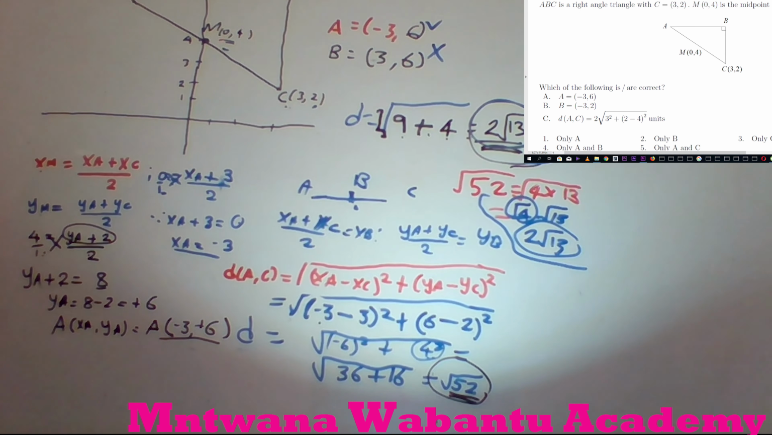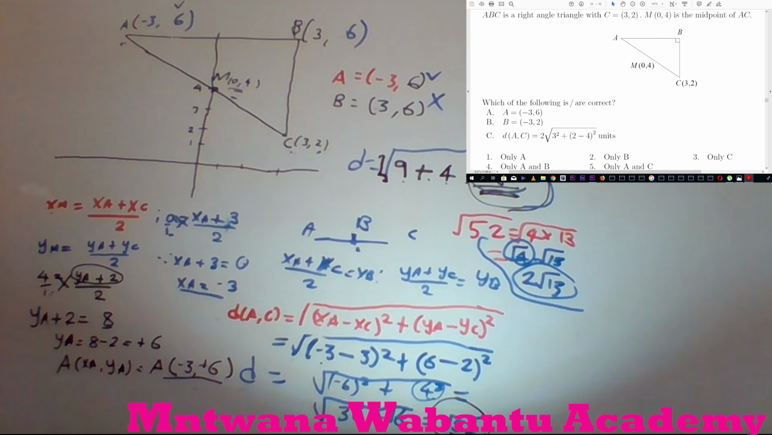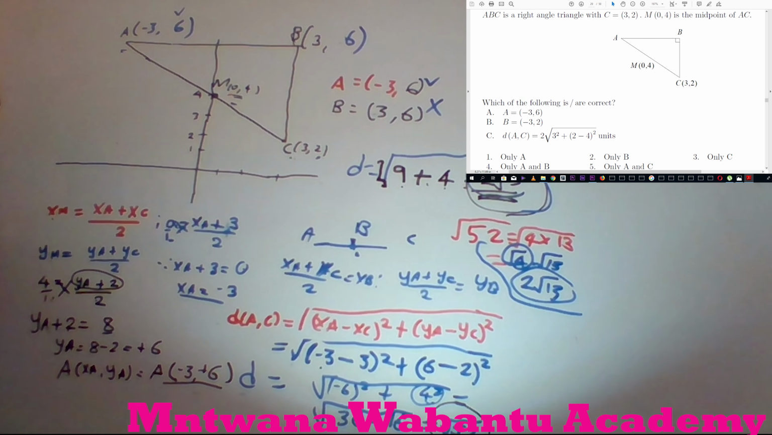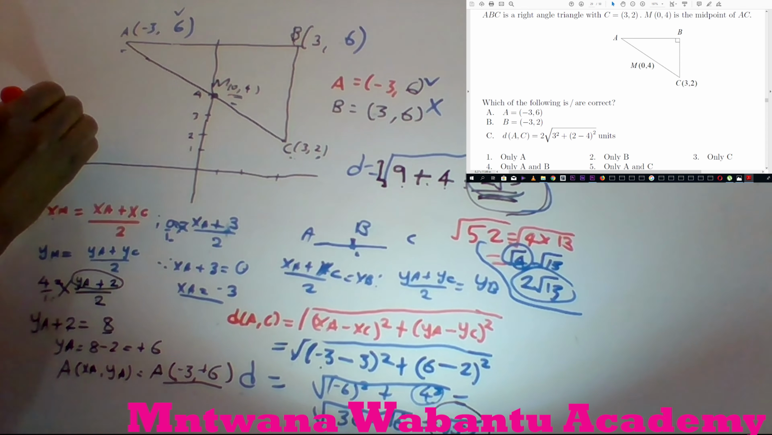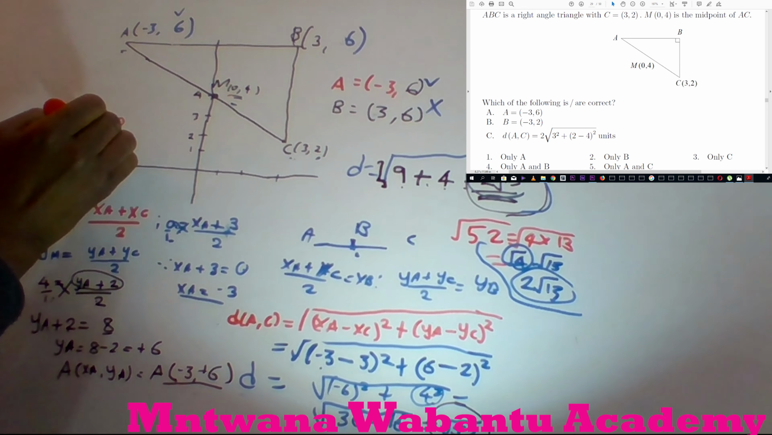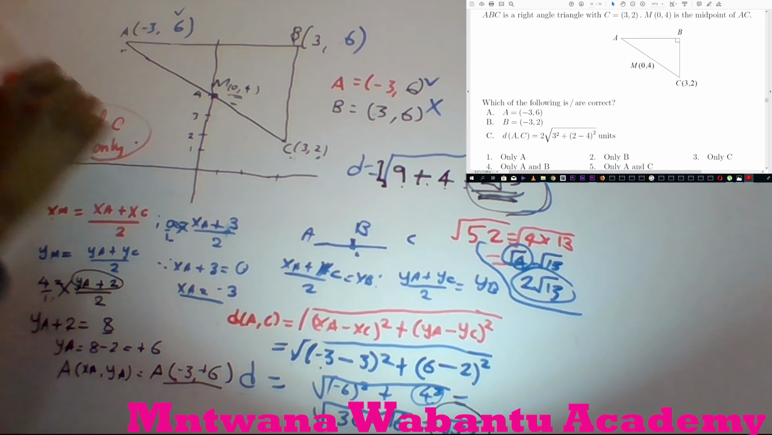So for this question, our option 5 is correct. I'm going to go for option 5, A and C only. So it's A and C only. That's going to be my option.